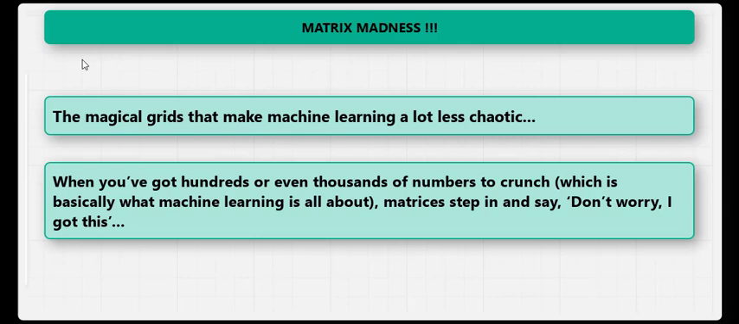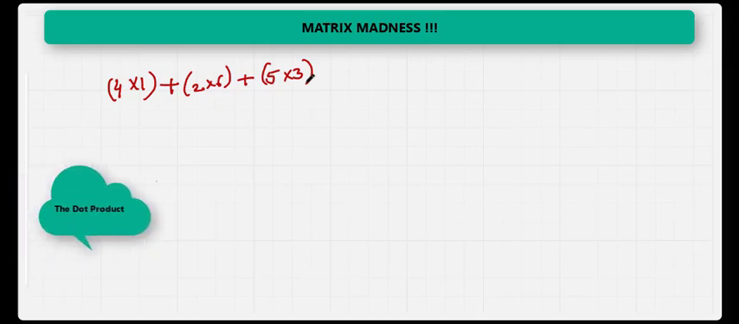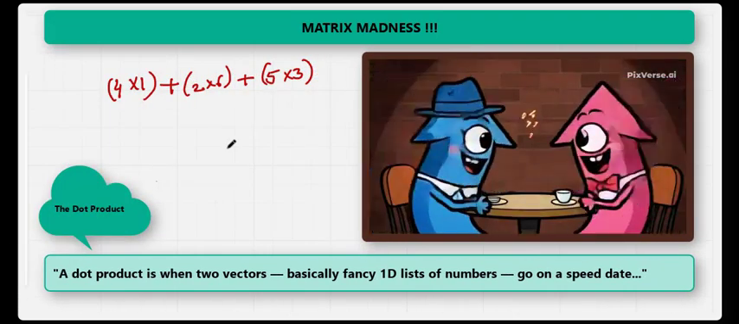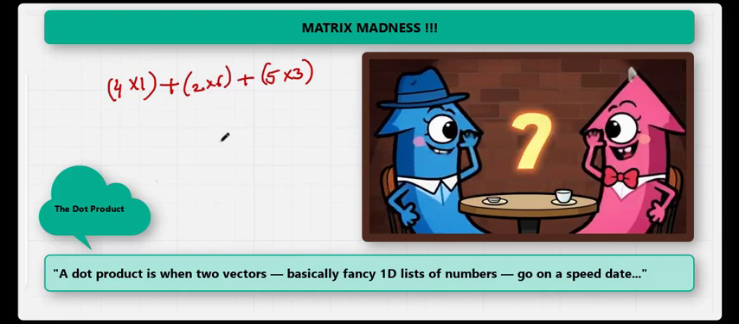Now let's say you have a little expression like 4 cross 1 plus 2 cross 6 plus 5 cross 3. Sure, you could manually do multiplication and then add them all up. Or you could just use something way cooler, the dot product. Now let me explain what dot product is. A dot product is when two vectors, basically fancy 1D list of numbers, go on a speed date.